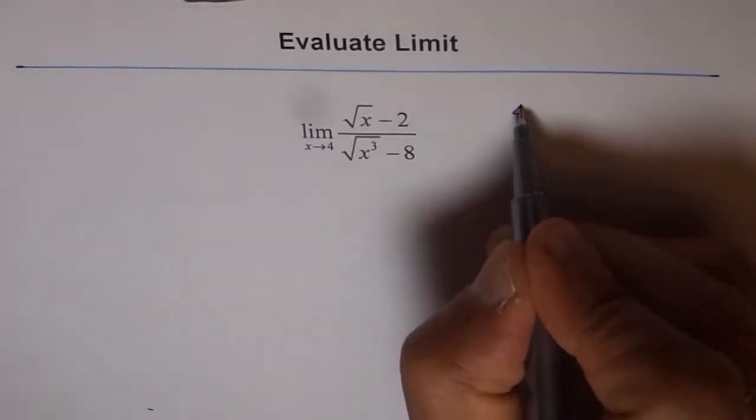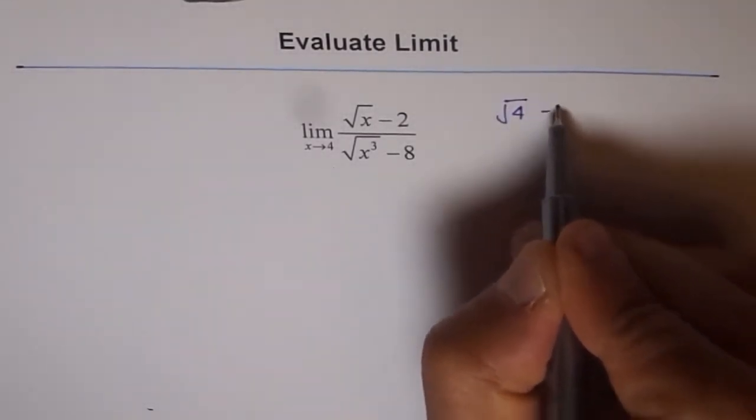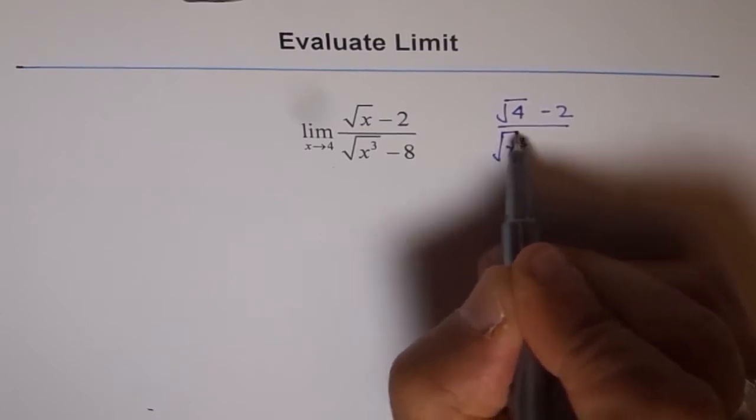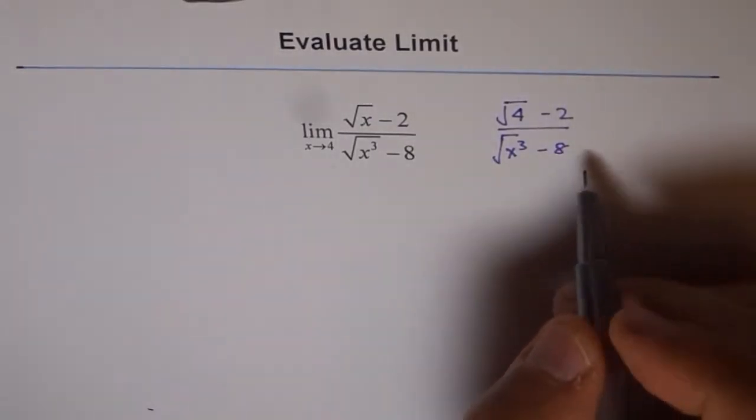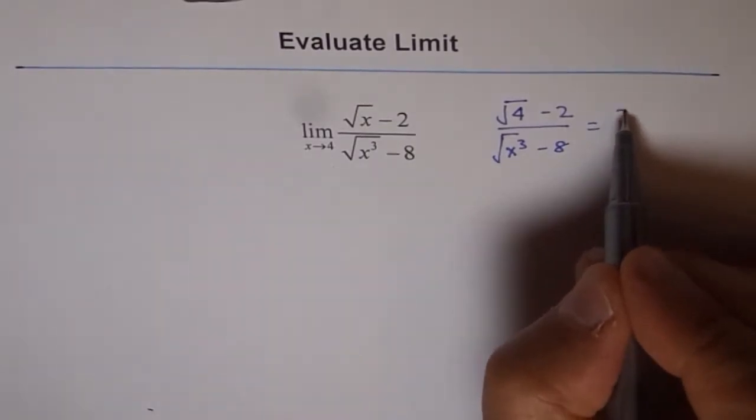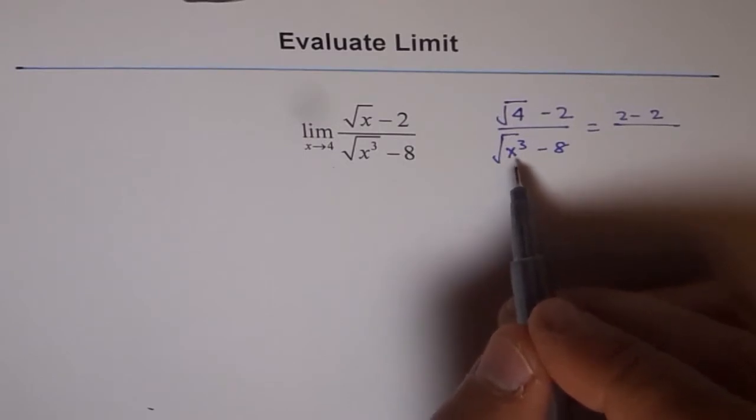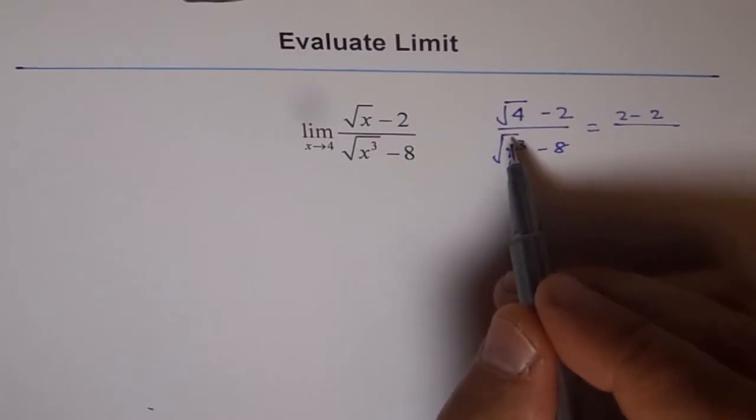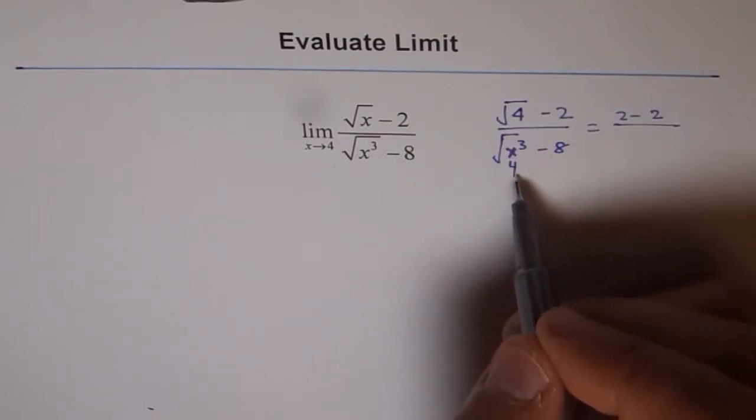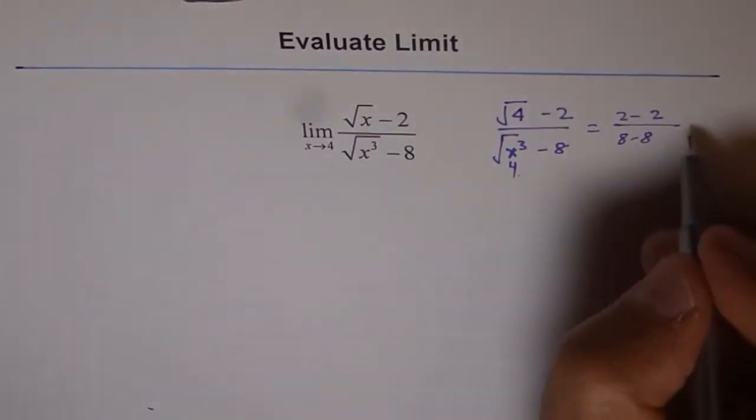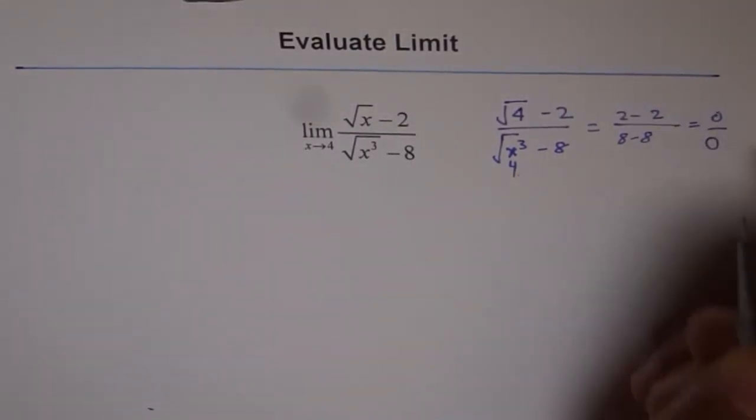I get square root of 4 minus 2, divided by square root of 4 cubed minus 8. Now the square root of 4 is 2, so 2 minus 2 is 0, and 4 cubed is 64: 4 times 4 times 4, I should have written 4 here. 4 times 4 times 4 is 64, and the square root of 64 is 8. So we get 8 minus 8, so we get 0 over 0, right?